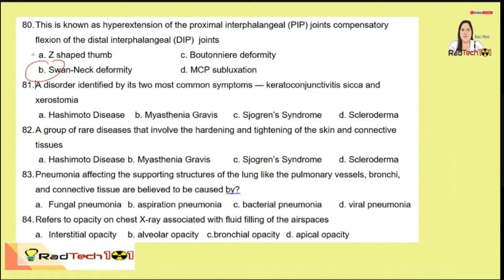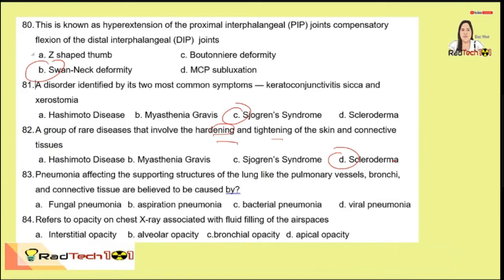Number 81: a disorder identified by its two most common symptoms, keratoconjunctivitis sicca and xerostomia. So it refers to Sjogren's syndrome. Number 82: a group of rare diseases that involve the hardening and tightening of the skin and connective tissue. So that is, some keyword for you, hardening: scleroderma. Skin, derma.